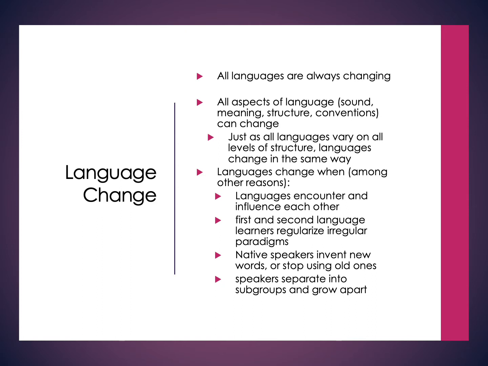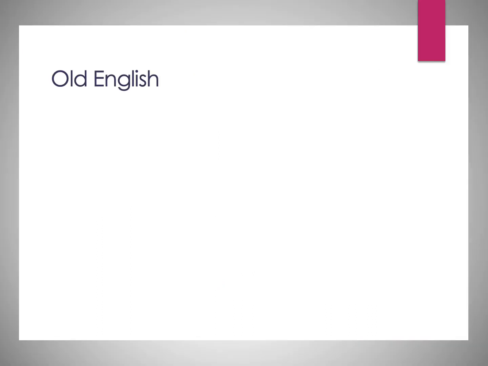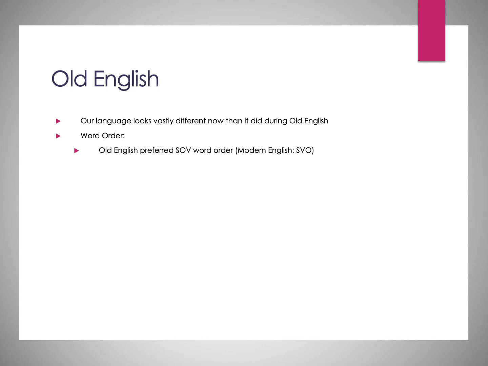So if we look a little bit at some of the patterns in Old English, it doesn't look anything like what you might think of English as today. Our language looks vastly different now than what it did during the Old English period. And this has happened in a lot of different ways. So one of them is just our general word order. So in Old English, they actually preferred a subject and then object and then verb word order. So verbs would more often come at the end than they would in the middle.